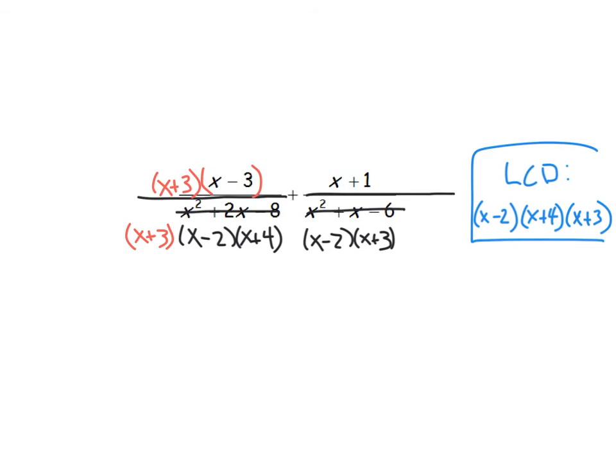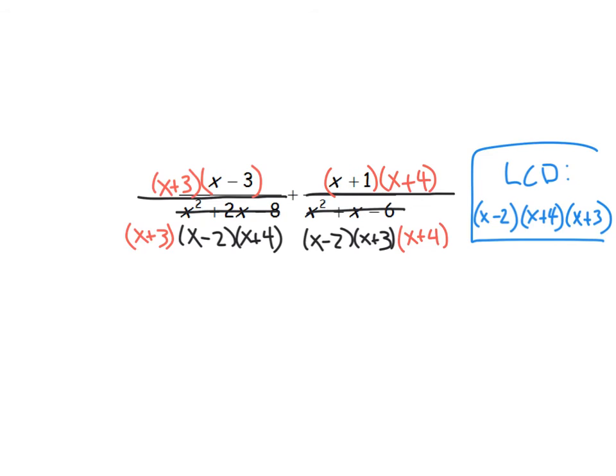On the right-hand side, we have x minus 2, we have x plus 3, but we're missing the x plus 4. Including the x plus 4 in the denominator here means I also need to include the x plus 4 in the numerator here, and again put the x plus 1 in parentheses.